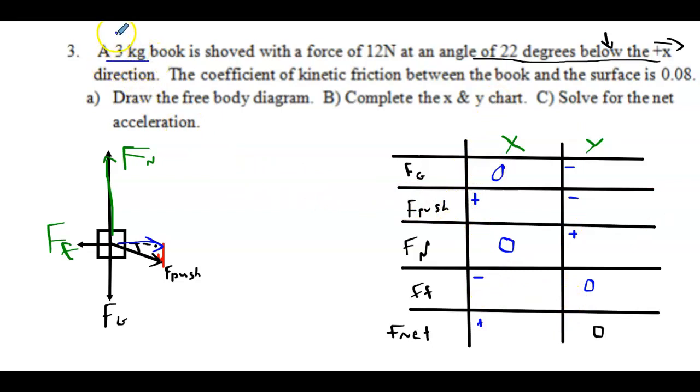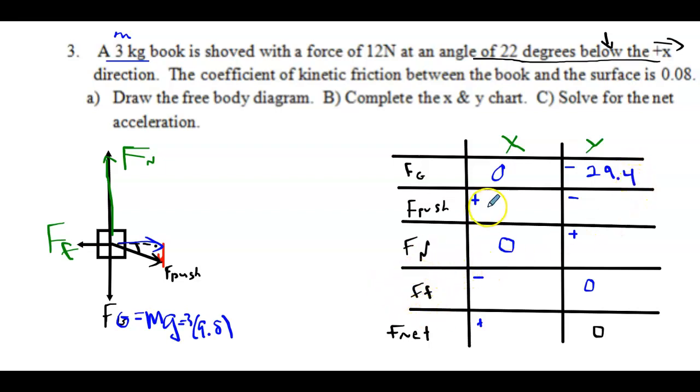3 kilograms, that's a mass. So we can do the force of gravity, Fg here, is equal to mg. I'll write this equation right next to Fg on the free body diagram. So it'll be 3 times 9.8. It's going to be close to 30. It's 29.4, I believe. Yes. So 29.4 newtons is the amount of force that is trying to pull downward.